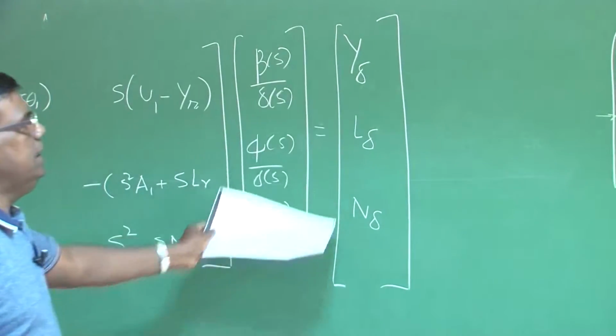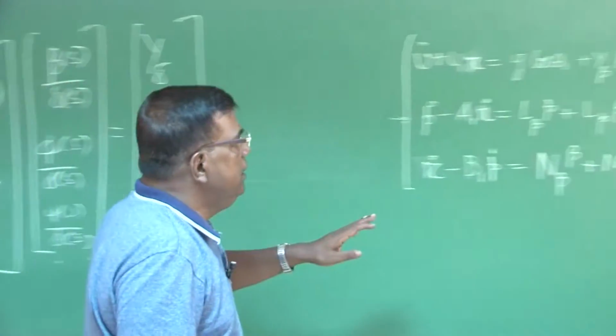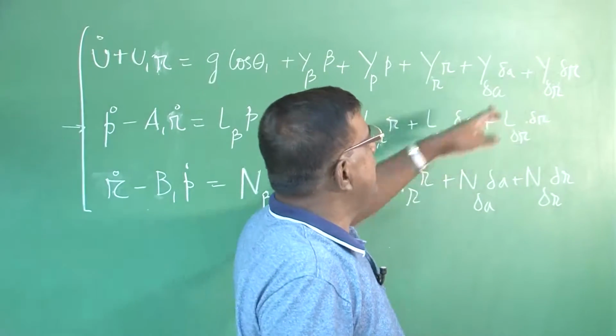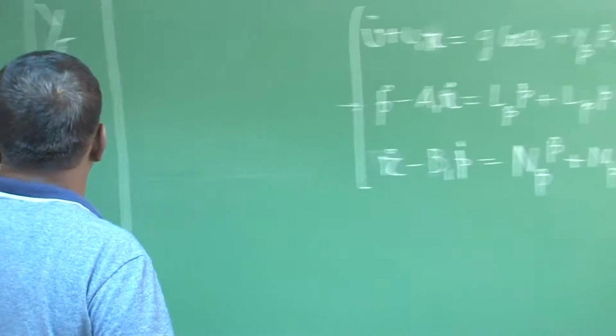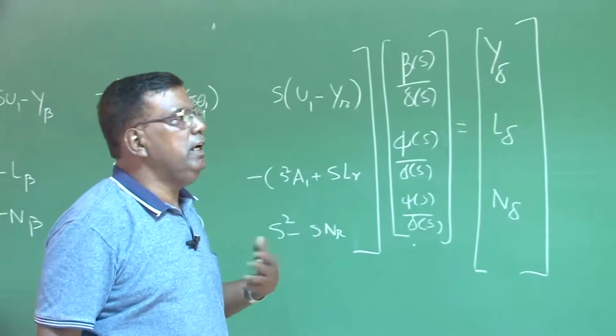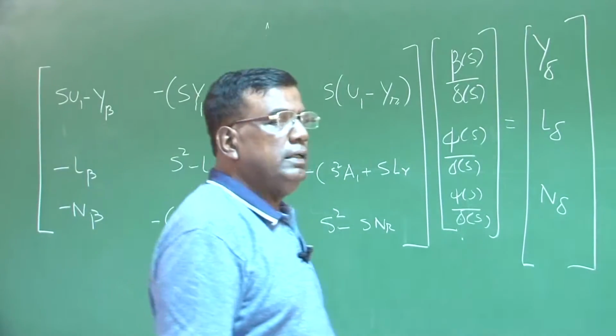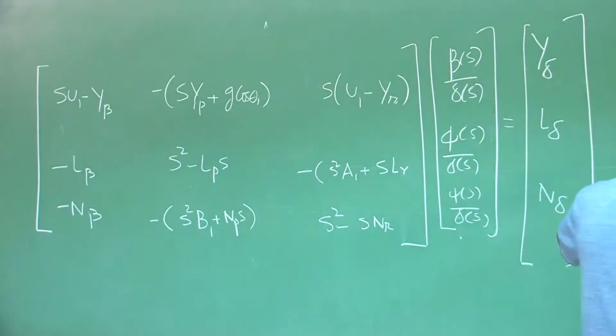I have put delta here because you could see there are two control surfaces, delta A and delta R. So if we are taking only delta A, then this delta becomes delta A. If only delta R, delta is delta R, and you can take both of them together. How has this equation come?